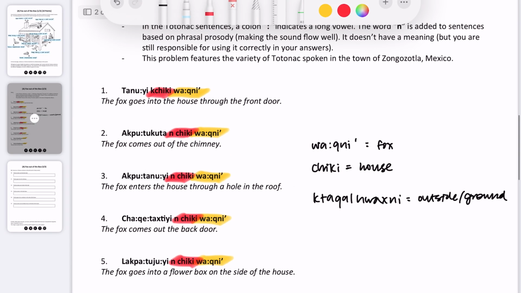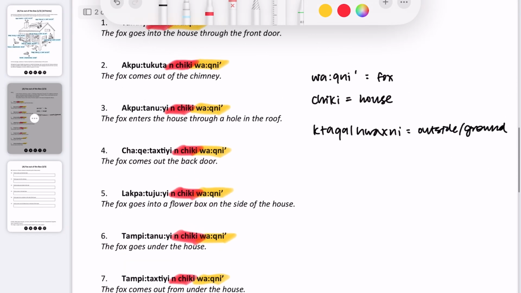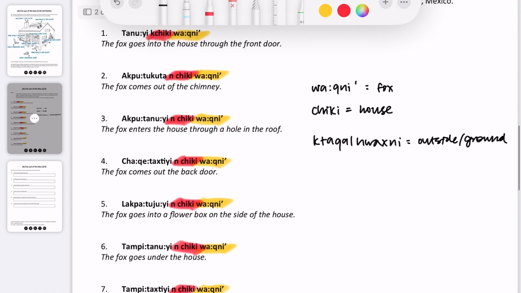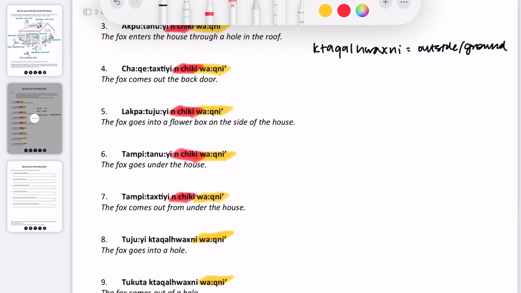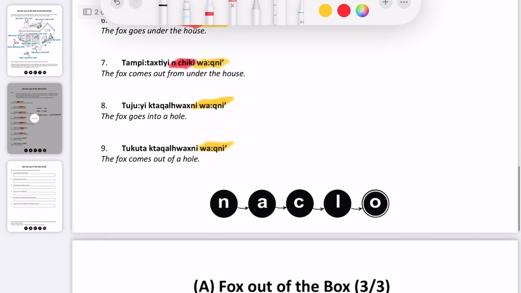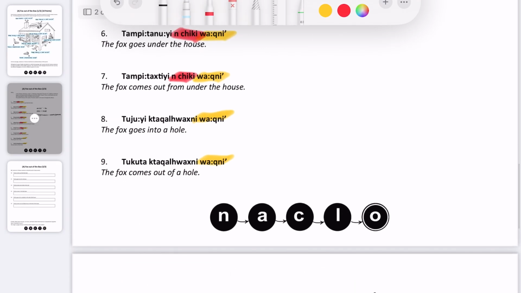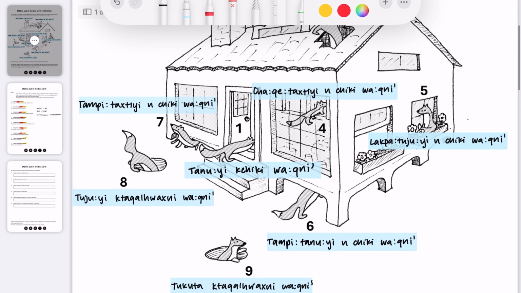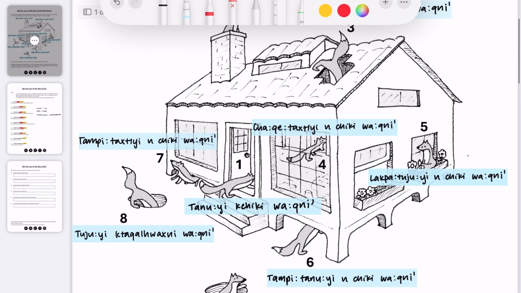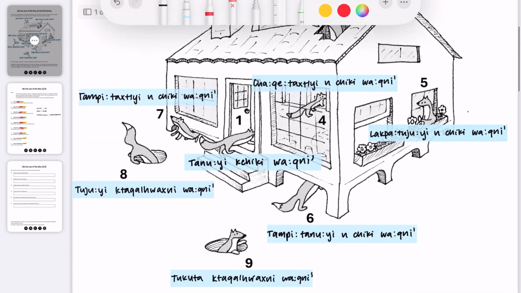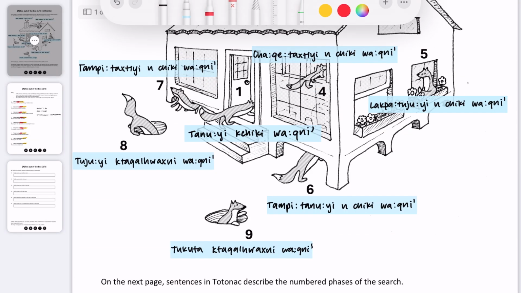Okay. And now we can think in more detail about what these first parts of the sentences are. There's a lot of them, and I think a good place to start comparing would be these last 2 sentences, 8 and 9. And again, sorry, I should be using this part more because it has the actual pictures, which is what we're supposed to be translating. But let's look at 8 and 9, and you'll see that the only difference between these 2 sentences is the first part of them. So tuju-yi and tukuta.